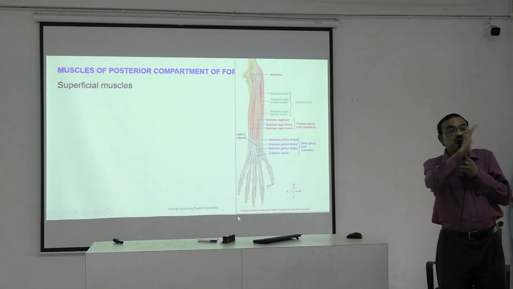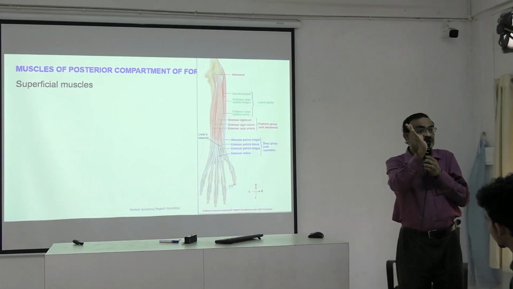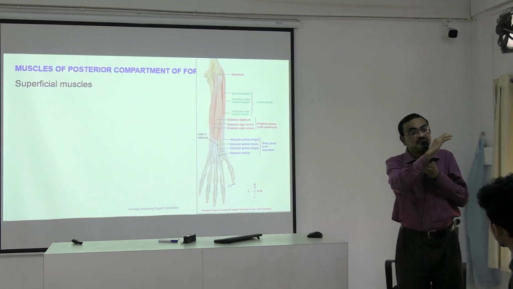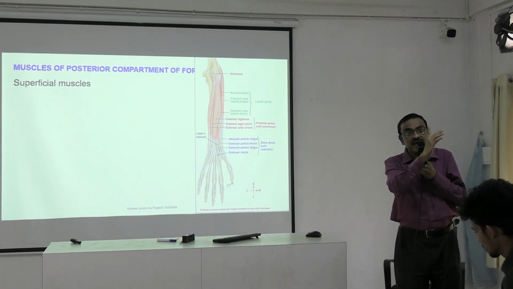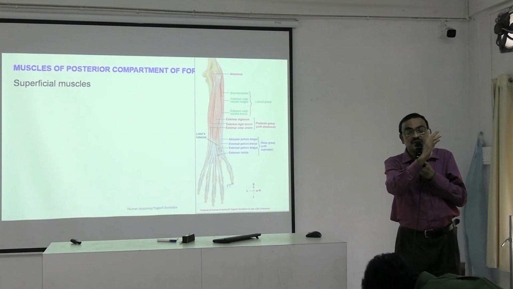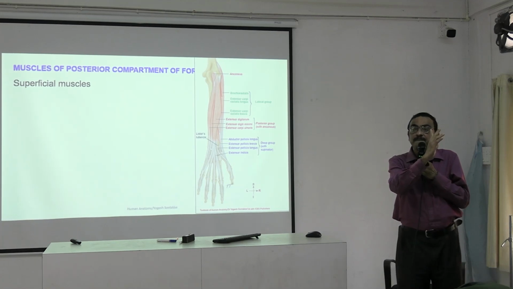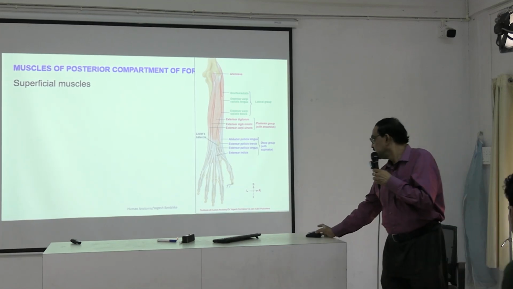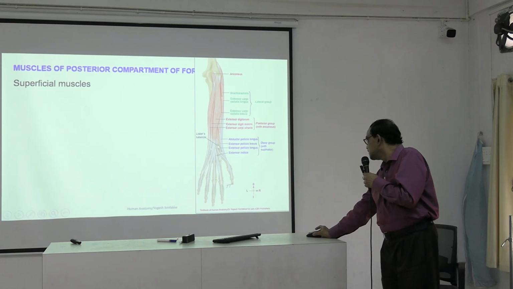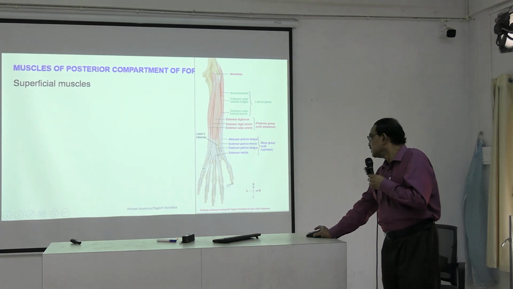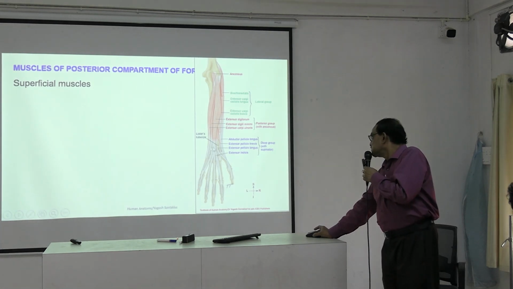So as a whole, when it will contract, it will not only cause the extension of the distal phalanx, it will also cause extension of the middle phalanx. And there are some muscles whose tendons are attaching on the medial or lateral side of this tendon. So this is the extensor digitorum.